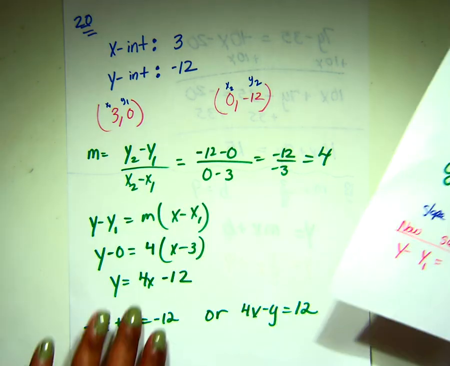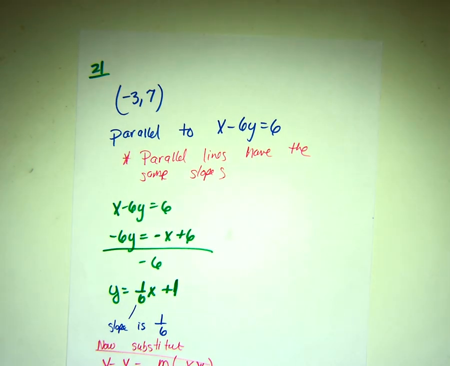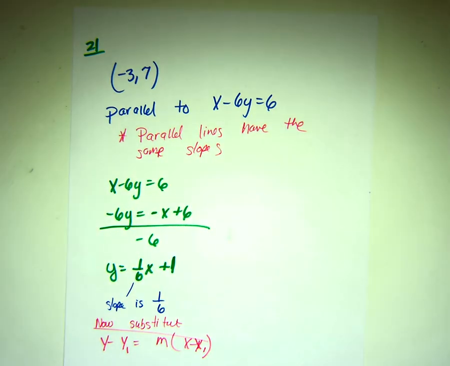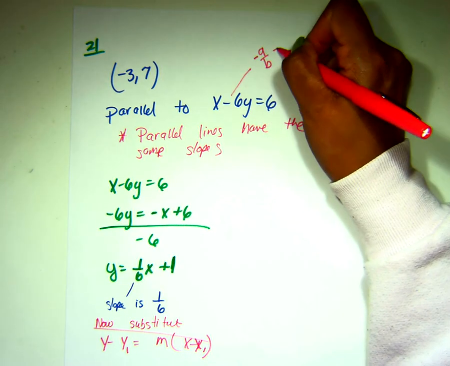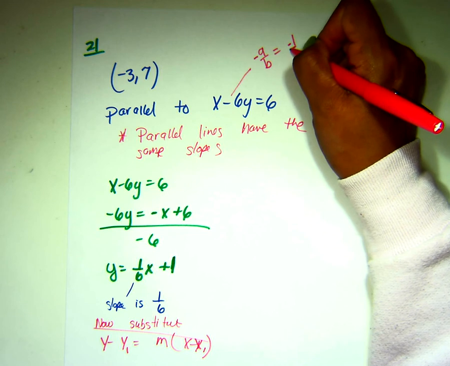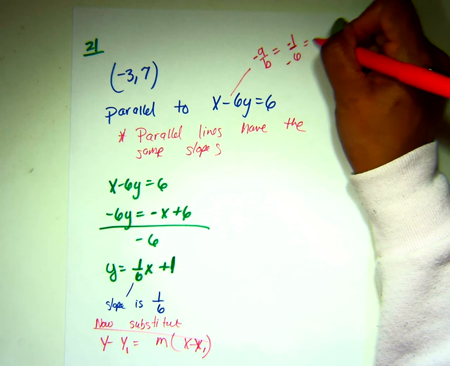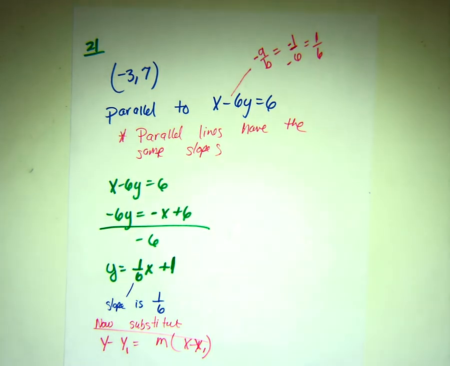Now we have our last one. Given to you are the points negative 3 and 7. They want something parallel to the line x minus 6y equals 6. Now be mindful, parallel lines have the same slope. So let's try to figure out what the slope is for this one. Well, I did it the long way, but I'm also going to do it the short way. Slope is negative A over B, so that would be negative 1 over negative 6. Two negatives give you a positive. So I showed you both ways.